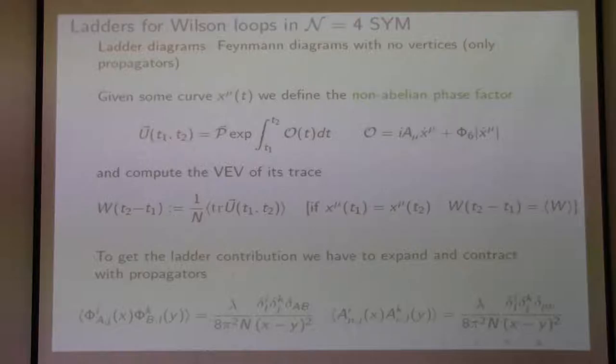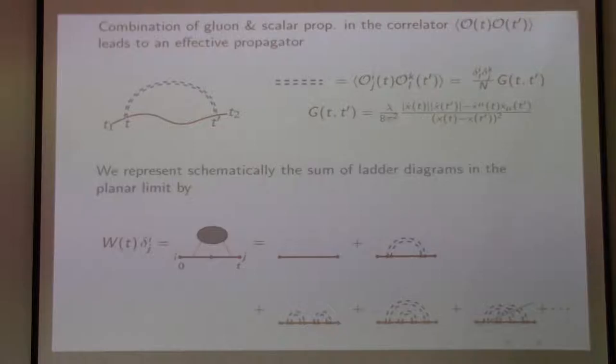And then you can consider the following. When you consider the correlator of these operators in the definition of this phase factor, it's going to be a combination of scalar propagators and gluon propagators, and they are going to depend on the parametrization of the curve. So you interpret this correlator as an effective propagator, which is depicted by this dashed blue line here. And of course, this is going to be a function of t and t prime, where you are inserting these operators. And the actual dependence on t and t prime depends on the shape of your curve.